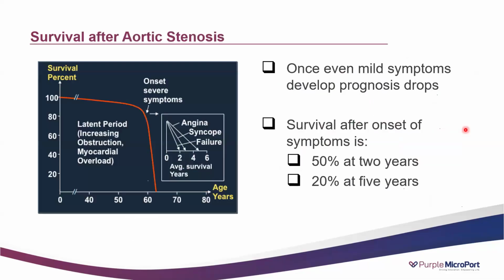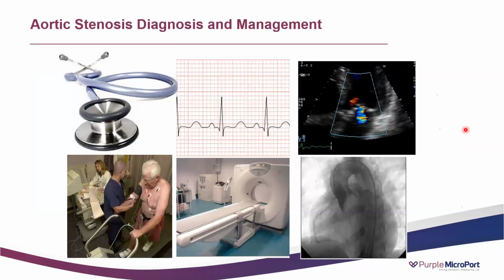What happens if you leave it untreated? 50% will not survive, and after 5 years there is a chance that only 20% of the patients will remain. They developed this when they were observing the survival of patients left untreated with aortic stenosis. So how to diagnose? First is the ECG, then echo, CT, angiogram, stress test, and the normal stethoscope for physical examination.